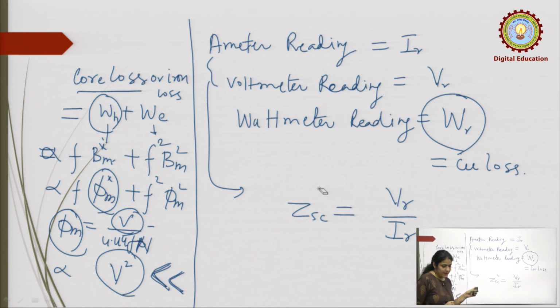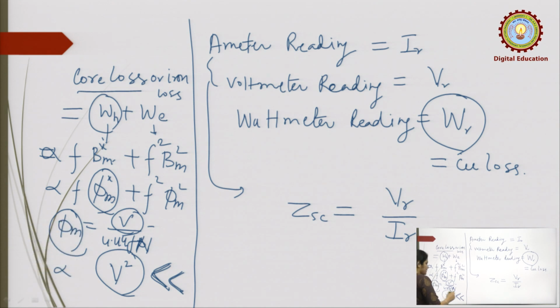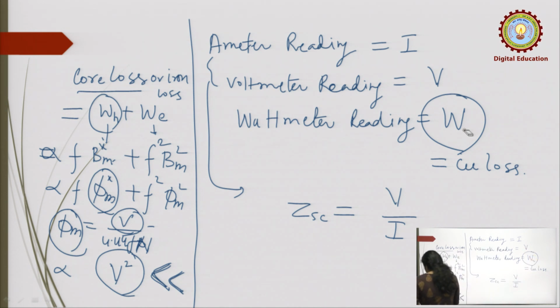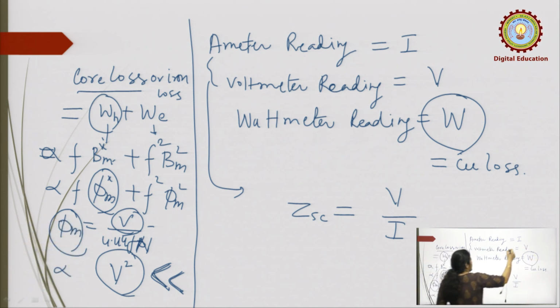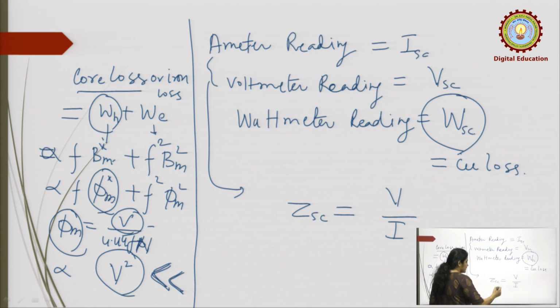So, ZSC is equal to VSC upon ISC, that is, VSC is the voltmeter reading and ISC is the ammeter reading at short circuit. You can use SC, it will be more convenient, that is a short circuit.